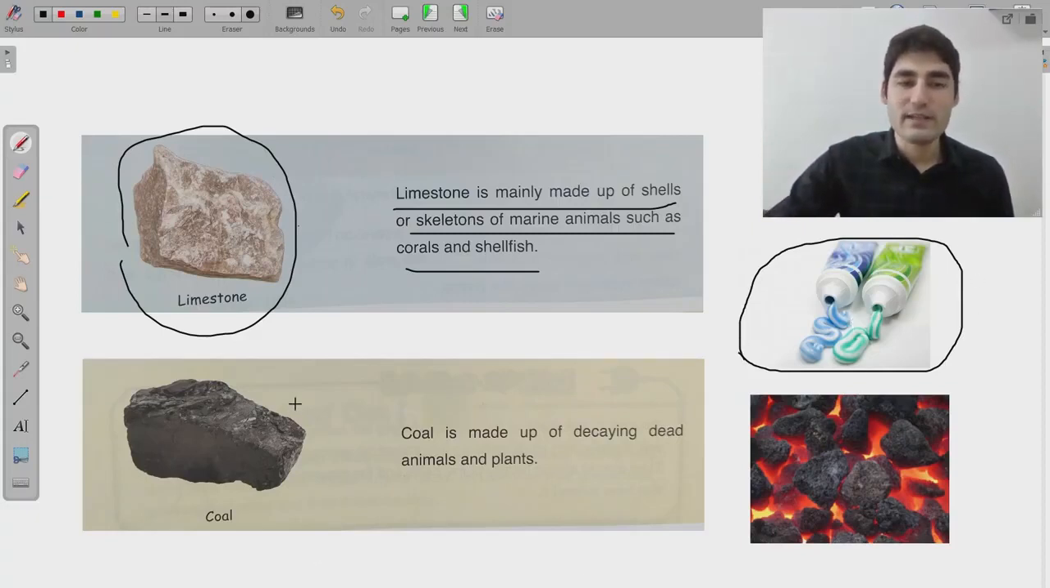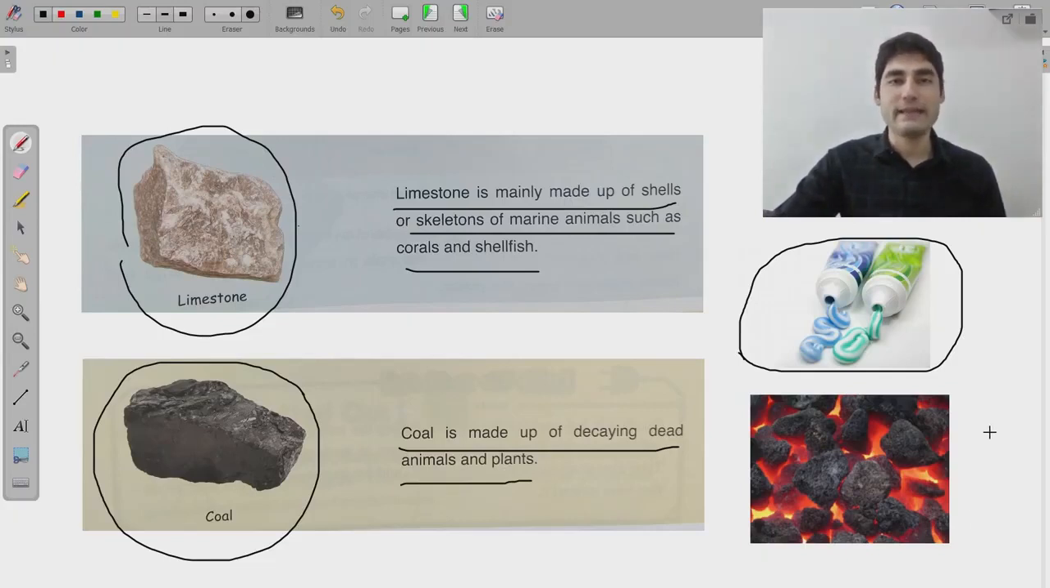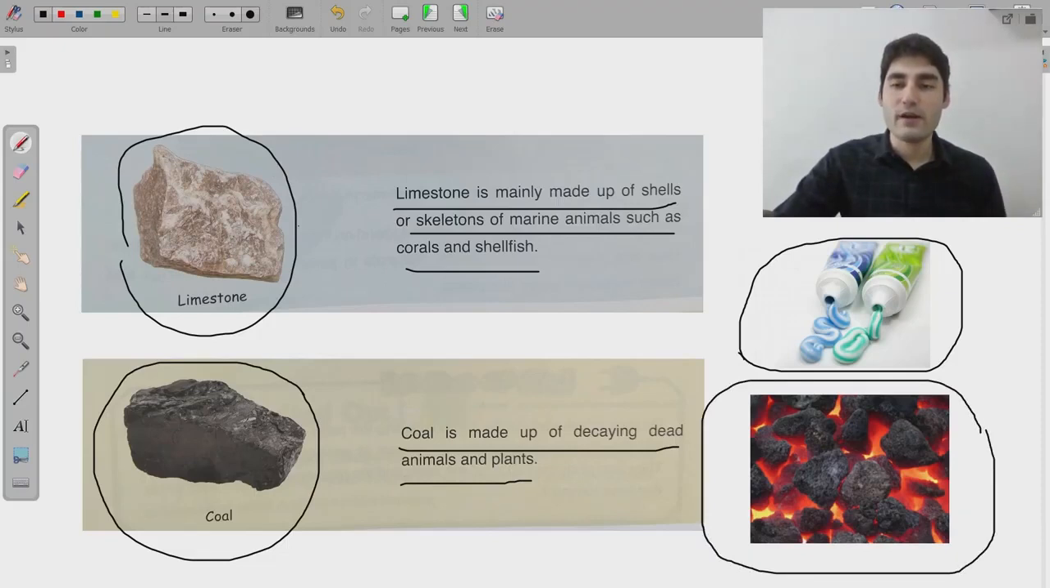Another sedimentary rock is coal. Coal is made up of decaying dead animals and plants. How do we use coal in daily life? We can use it to make a fire. Coal can be used to make a fire, right?